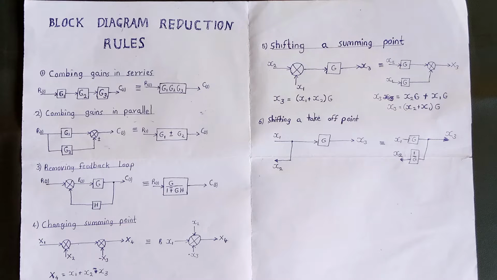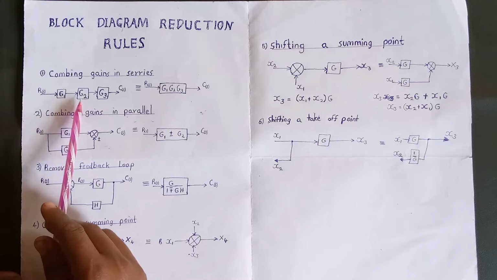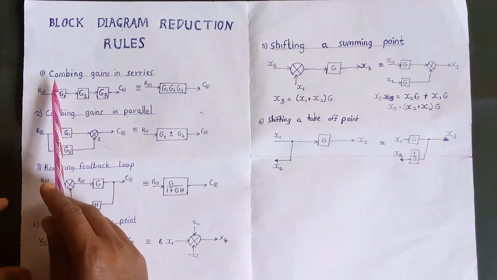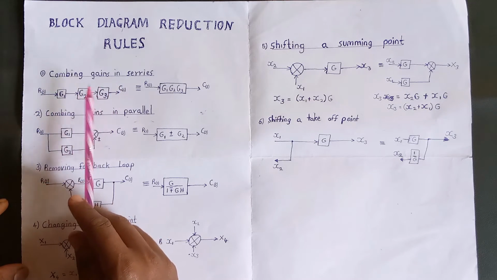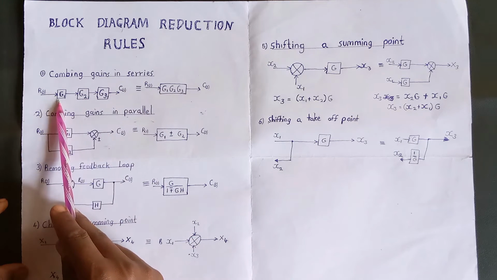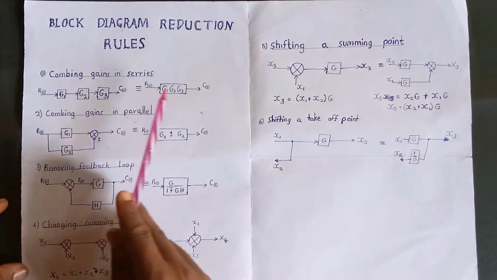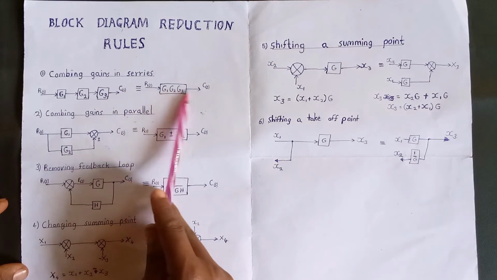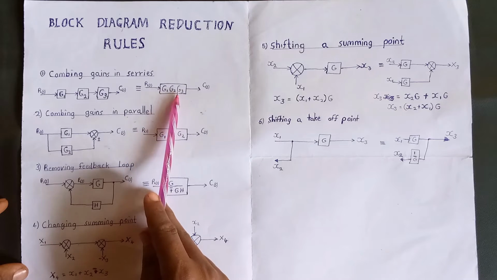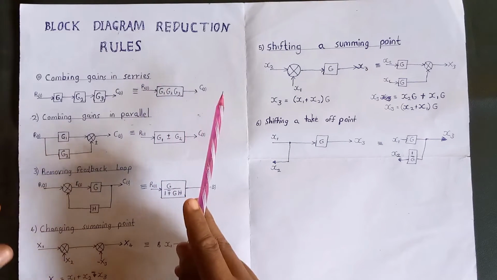Now, our first rule is when we have gains that are arranged in series. When combining the gains in series, it is just equivalent to getting the product of each gain. So it will be G1 times G2 times G3. So it will be equivalent to this diagram over here. By doing so, we will have reduced it.